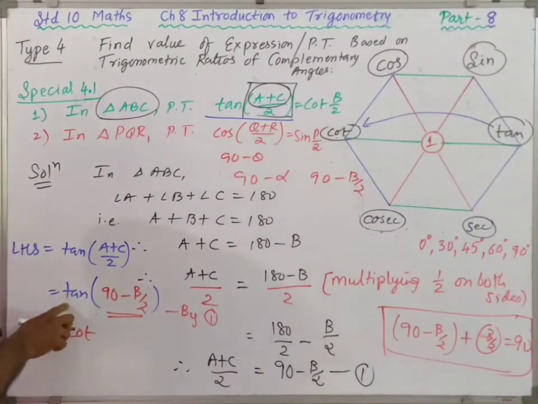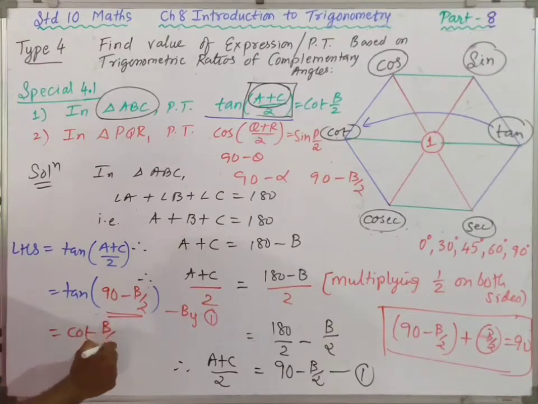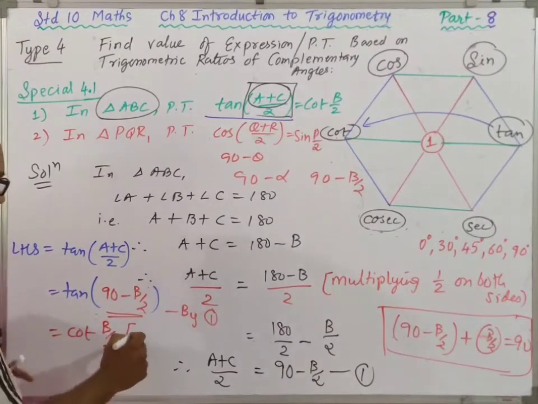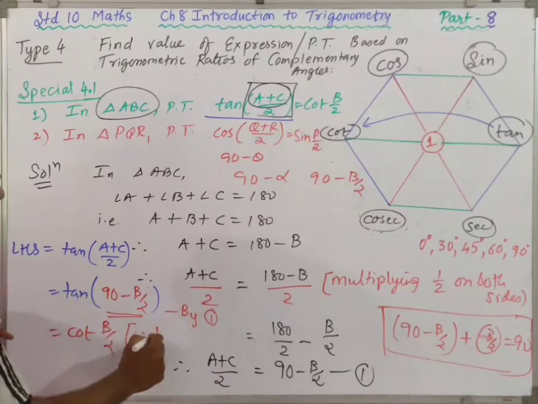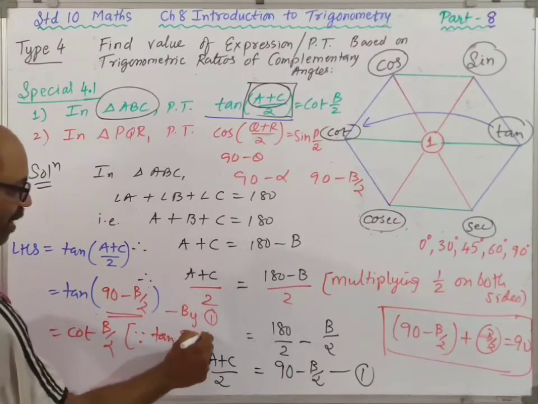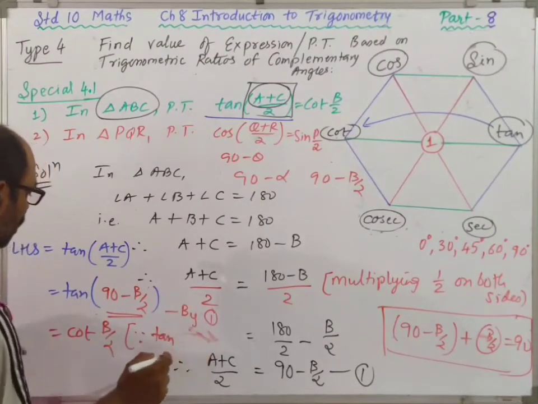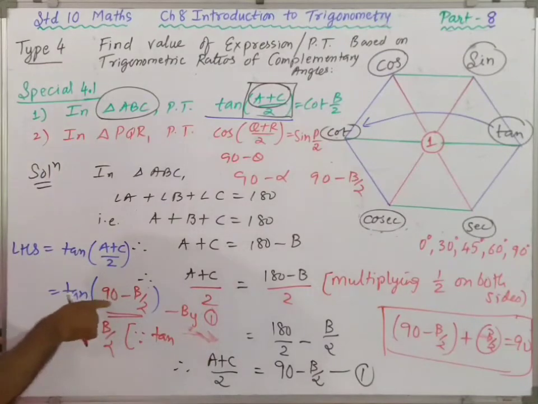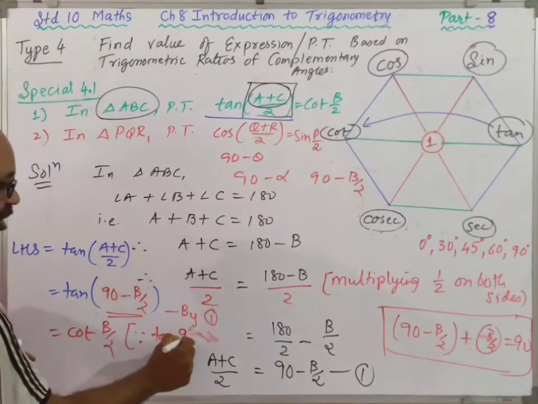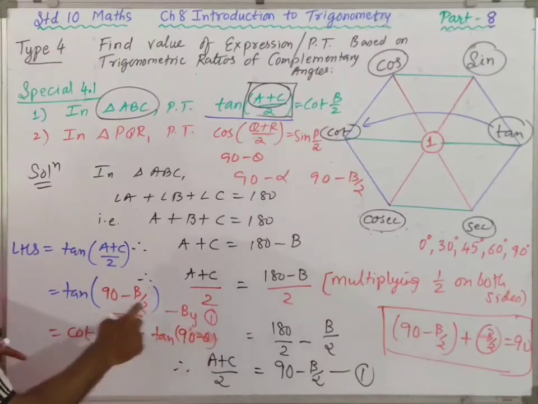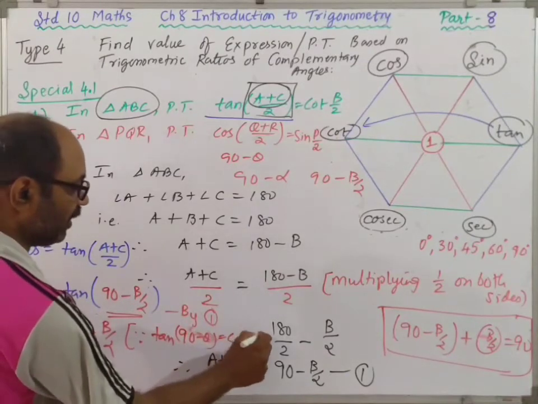So complementary of 10 is cot, and complementary of this angle is B by 2. Okay. What you will write? Because you have converted tan. Tan of 90 minus theta. Yeah, it is tan of 90 minus theta. Look at what you converted. Tan of 90 minus theta is the form. That is equal to cot theta.